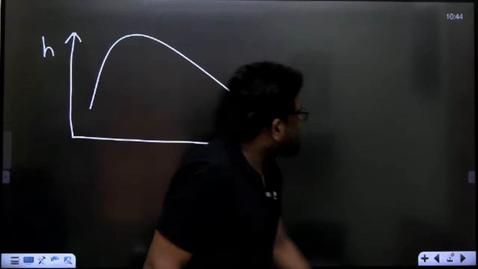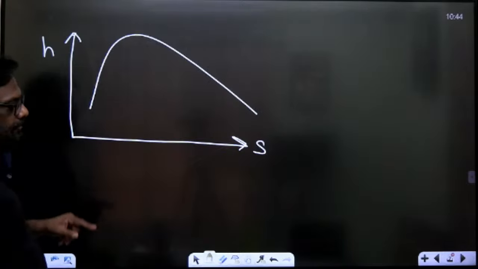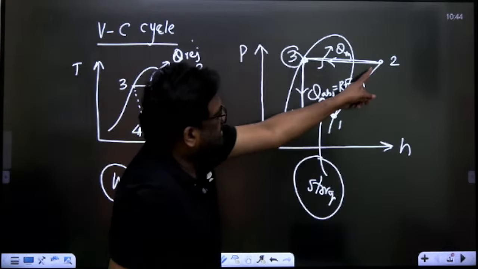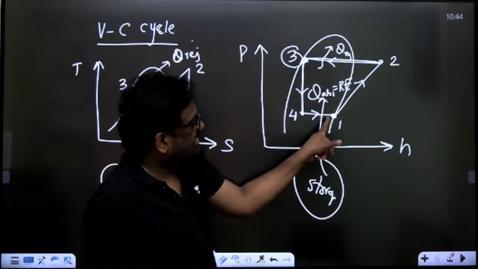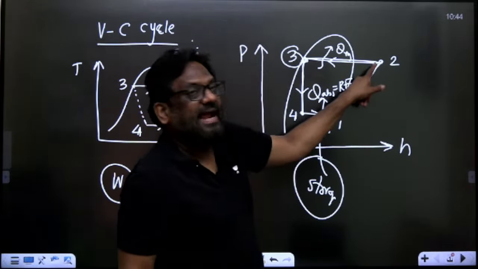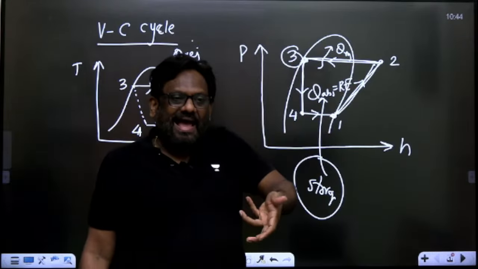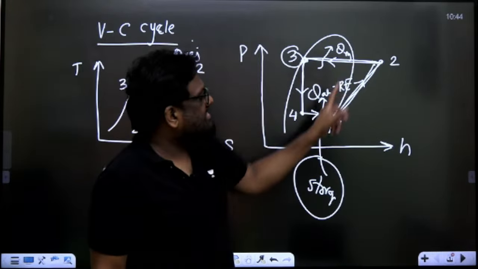Now let us represent this on the HS diagram. What is 1 to 2? Look sir, 1 to 2 is compression. During compression, it is reversible adiabatic compression. In reversible adiabatic, entropy remains constant. But as you are compressing, the pressure is increasing, enthalpy is increasing.